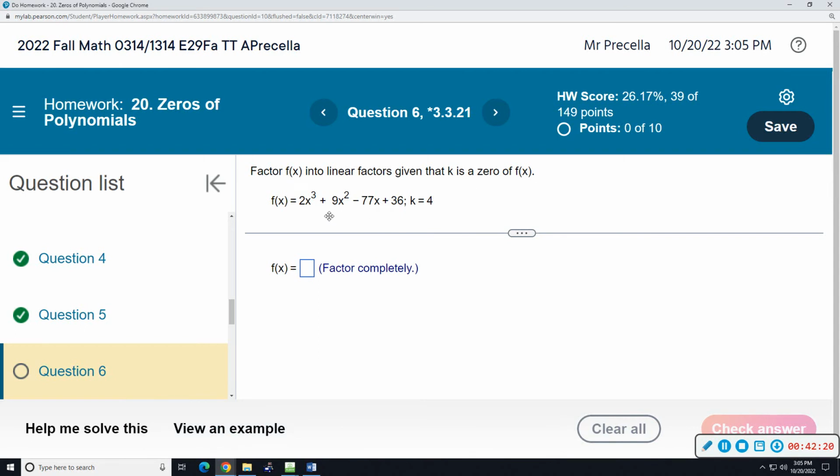In order to factor something that has an x cubed in it, you have to be told a k value. You have to be told a k value that's a 0. And you might think, oh, how would we ever find it if that wasn't given? It's not hard. I'll show you how to find that k value in a little bit. To get started, let me write it down.